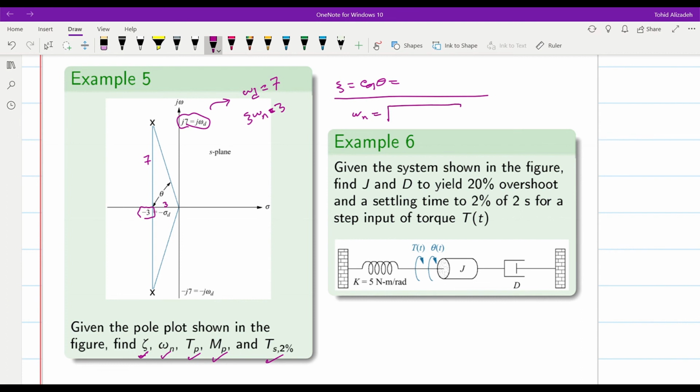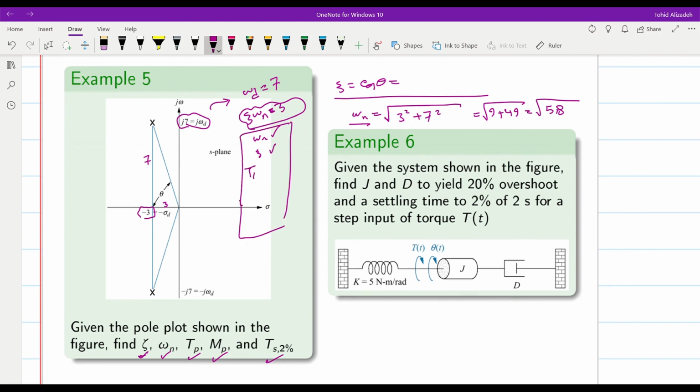Omega n will be equal to the square root of 3 squared plus 7 squared, which is equal to 9 plus 49, and it's equal to the square root of 58. Once we have the value for omega n, we can find out the value for zeta. So we will have omega n, and then zeta will be given, and afterwards we just plug these values into the expressions that we have for TP, MP, and settling time, and you get the numerical values.